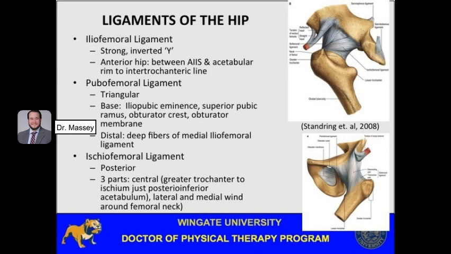So here we can see that inverted Y ligament, that iliofemoral ligament. Basically, this is going to come down to provide anterior stability to the hip there, especially when we're in that extended position in the hip. And this is going to connect between the ASIS and the acetabular rim and come down into the anterior trochanteric line we can see anteriorly.